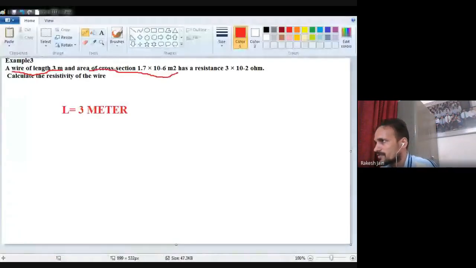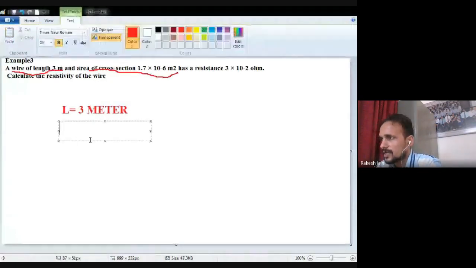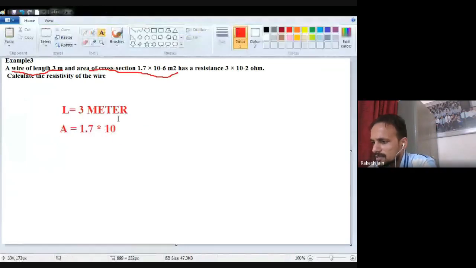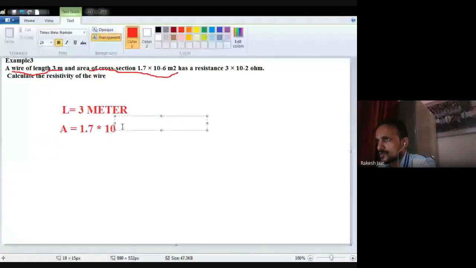Okay, you just wait for a while. 1.7 into 10 to power minus 6. So cross sectional area, it means A is given. So A is equal to 1.7 multiplied by 10 to power minus 6 meter square.